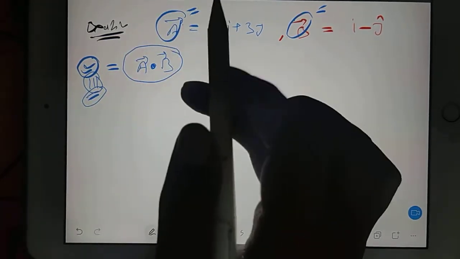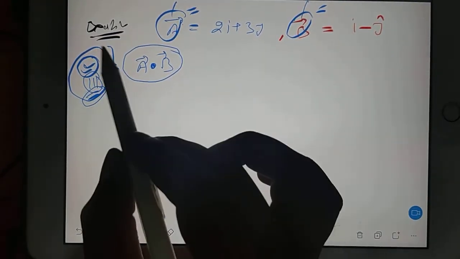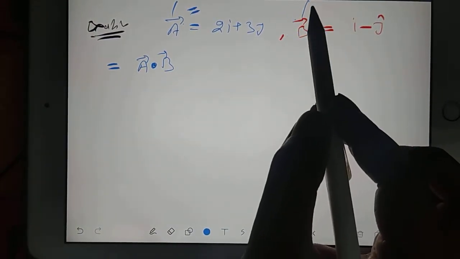Then what will be the name of the answer? For example, if this is force and this is displacement, then this answer will be known as work. But here I am not giving you physical quantities. Here I am giving you just how to multiply and what is the significance.